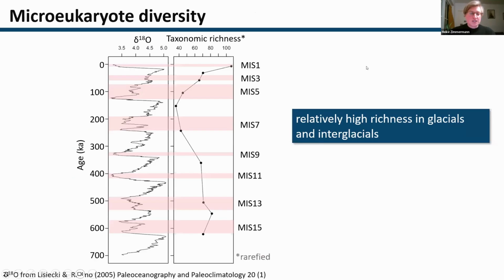And now I would just want to show you the microeukaryote diversity, and I put it into context with a delta 18O stack, and in red you can see the interglacials that are highlighted there. So overall, there's relatively high richness in both glacials and interglacials, which was surprising, and the highest richness is found in the Holocene. However, there's also relatively high richness between 500 and about 600,000 years ago.